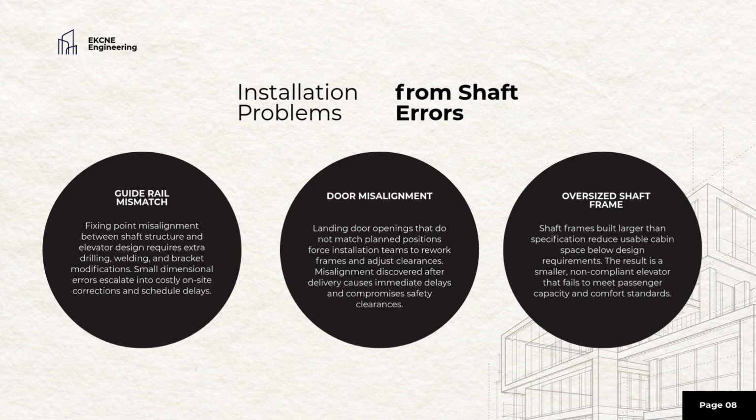For example, if the guide rail fixing points do not match the elevator layout, the installation team may need extra drilling, welding, or bracket modification. If the landing door opening is misaligned, door installation may be delayed. If the shaft frame takes too much space, the final cabin may become smaller than expected. So the shaft is not just a container, it is part of the elevator installation system.